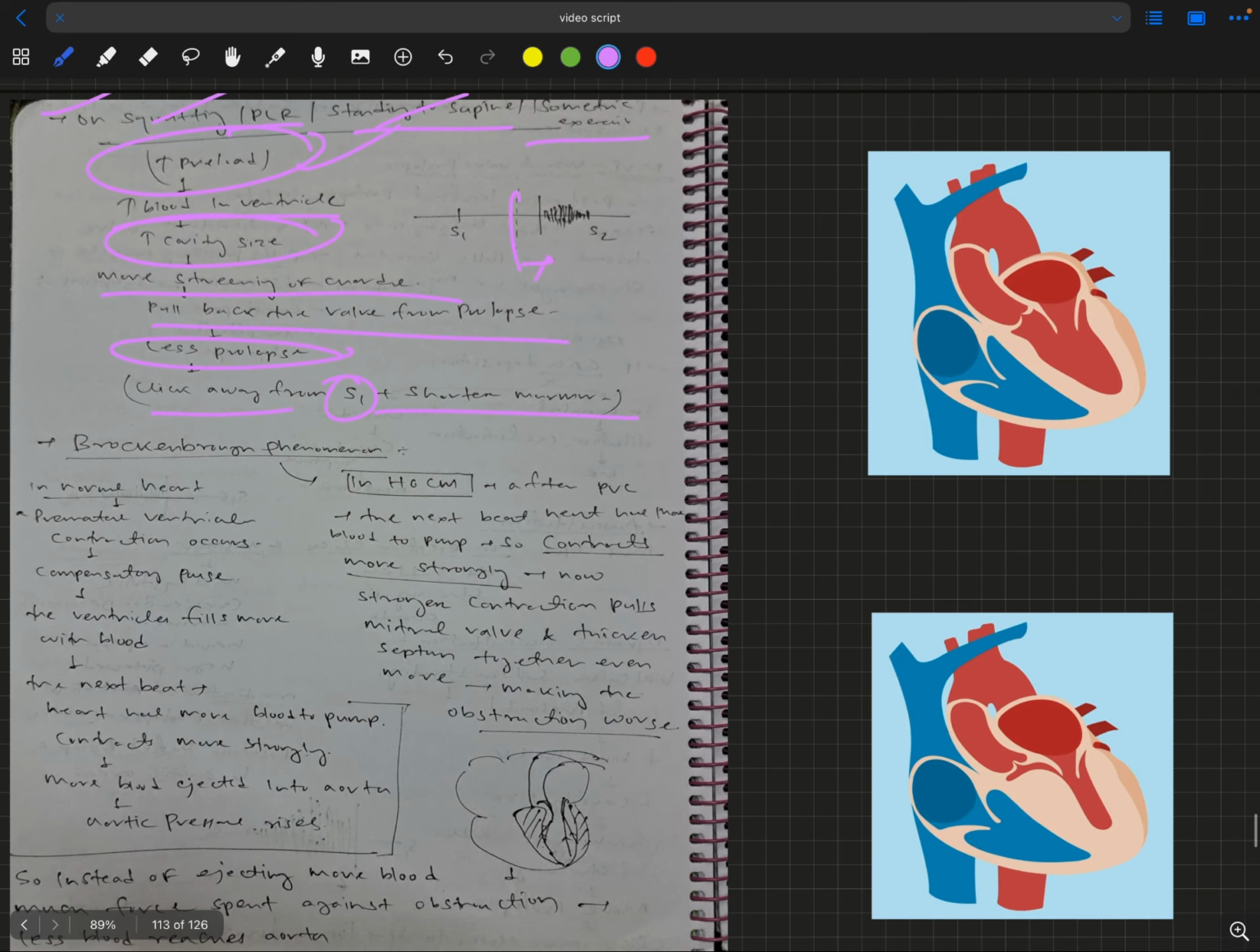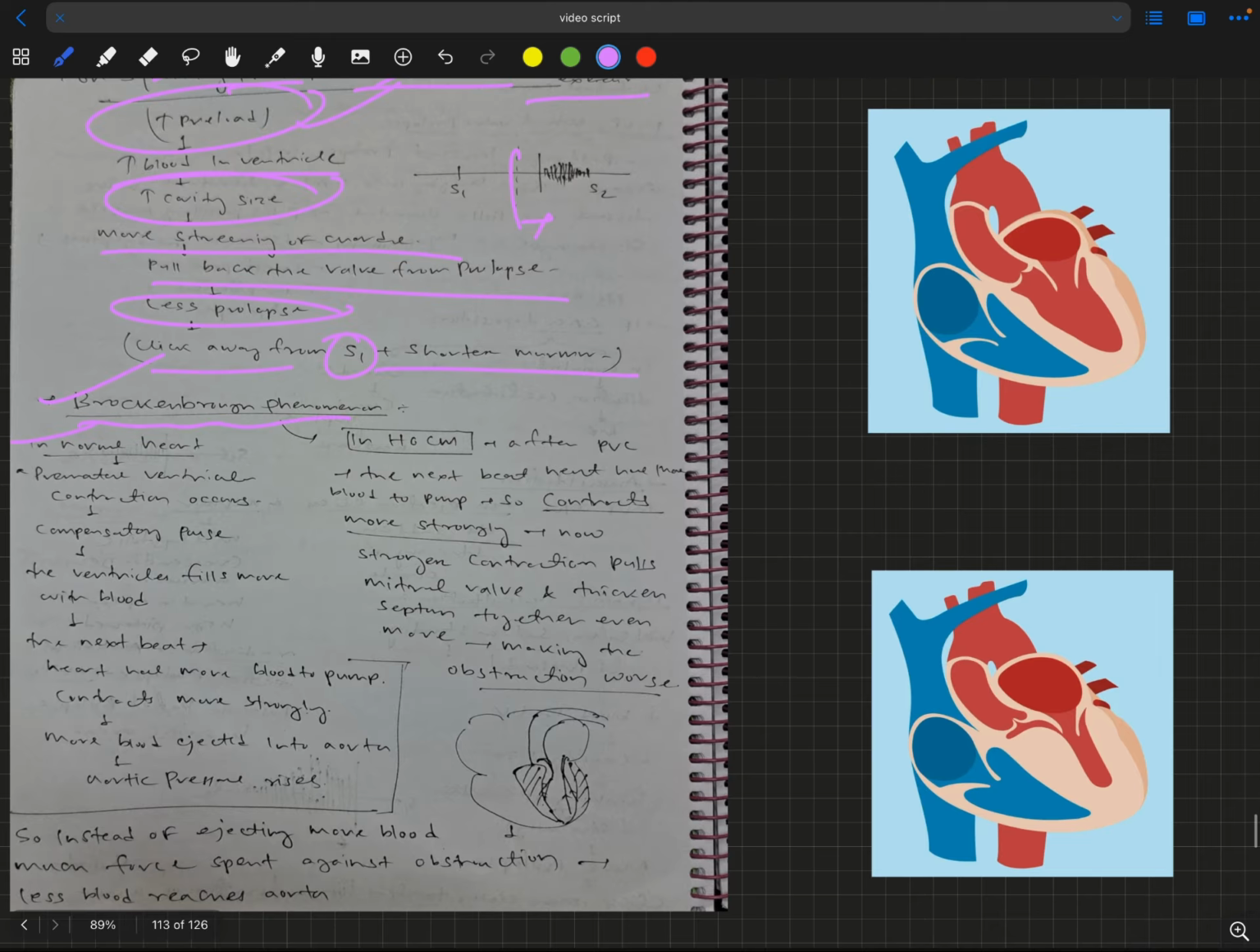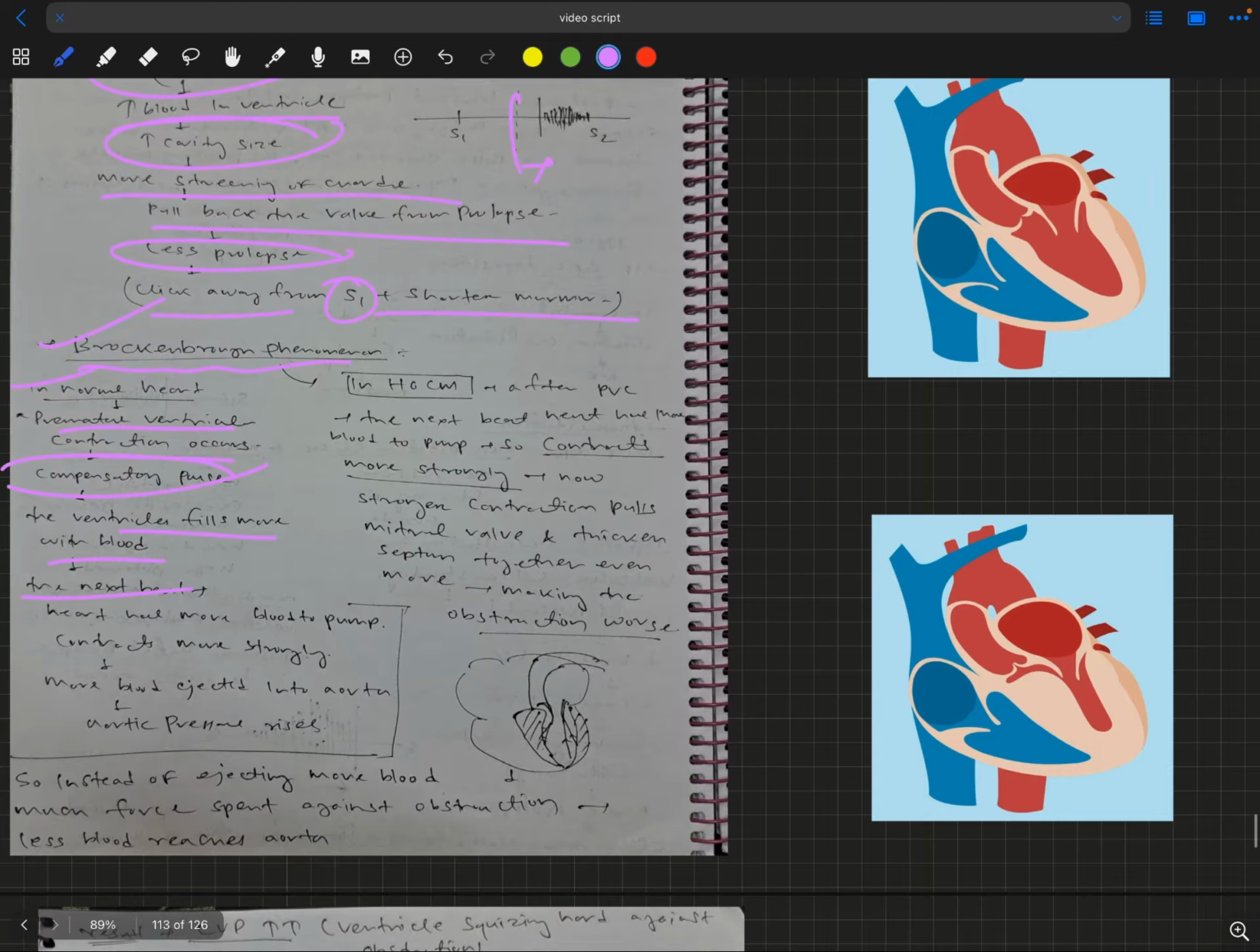Now in HOCM, we find a phenomenon called the Brockenbrough phenomenon. In a normal heart, when there is a premature ventricular contraction, it is followed by a compensatory pause. This compensatory pause gives adequate time for filling of the ventricle, so the ventricle fills more with blood after the premature ventricular contraction. So on the next beat, the heart has more blood to pump.